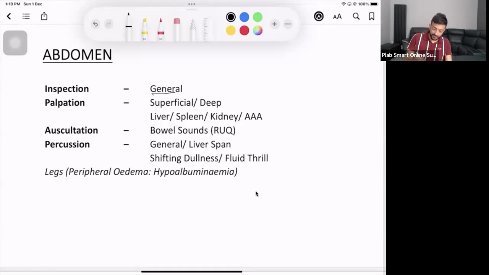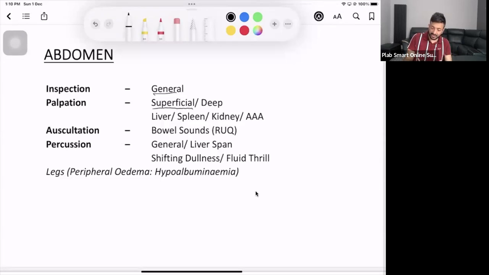Then we go for palpation. First you go for superficial palpation, then deep palpation. What I want you to do is make an S kind of formation, so you're covering all the 9 quadrants of the abdomen, and you're looking at the patient's face for any kind of tenderness. The patient should be lying down on a flat couch.